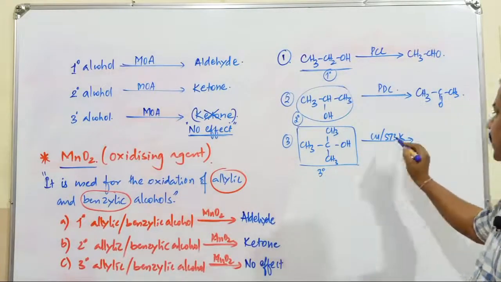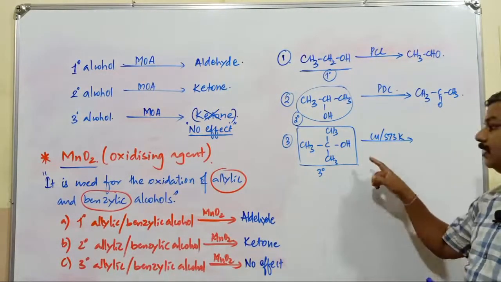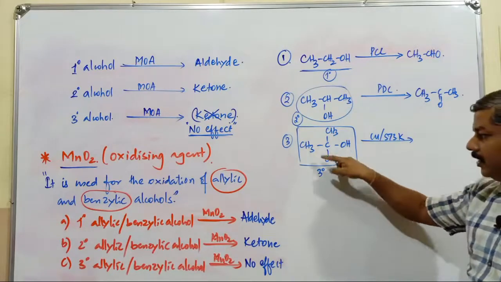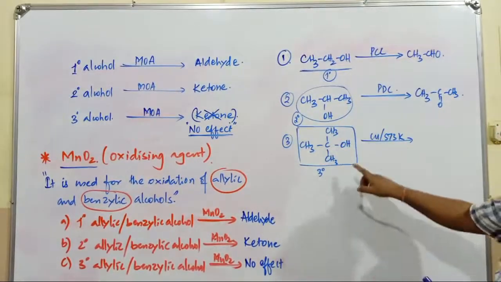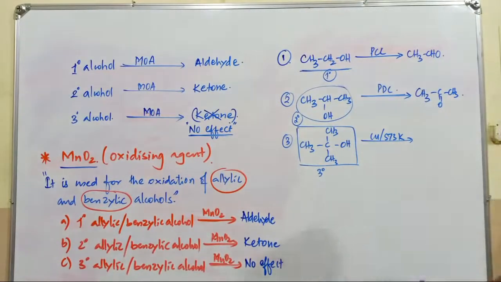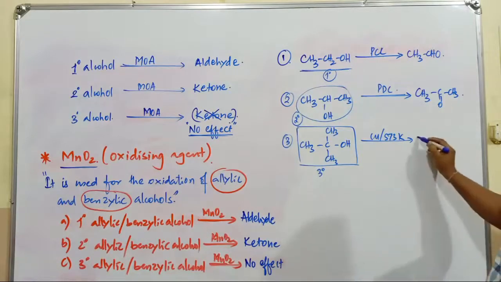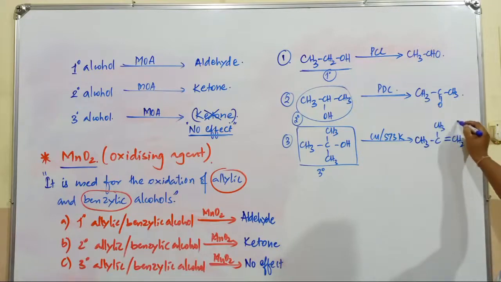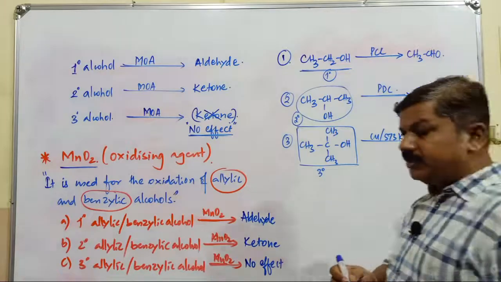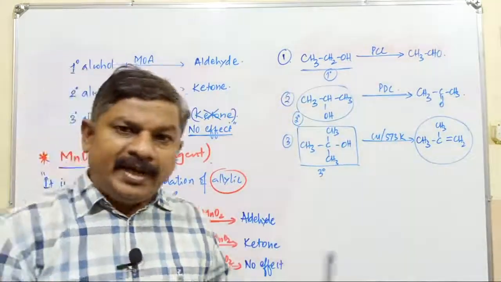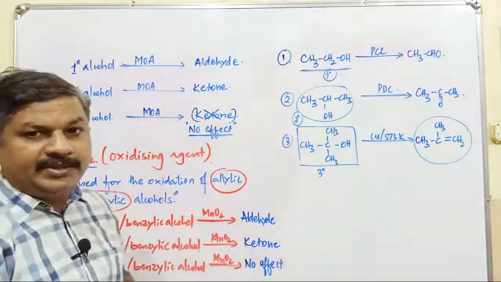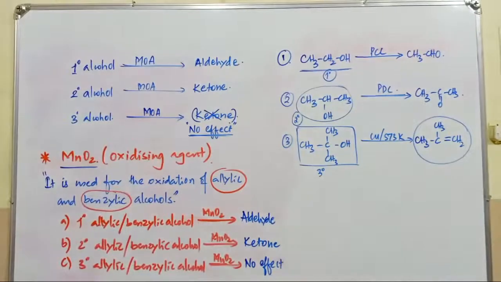Tertiary alcohol. What is the reagent here? Copper at 573 K. Usually copper is used for dehydrogenation, but here the tertiary alcohol is there. I have mentioned clearly, tertiary alcohols do not undergo dehydrogenation. Instead of that, they undergo dehydration. What is the product obtained in this case? It is CH3 double bond CH2, an alkene compound. Primary alcohol generally gives aldehyde. Secondary alcohol generally gives ketone. If it is a tertiary alcohol, it depends upon the nature of the particular reagent. Without that, it is not possible to convert it.